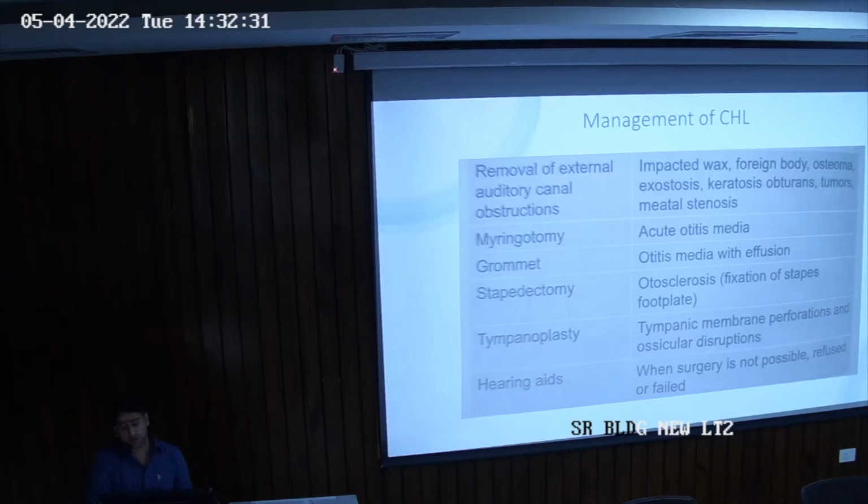If there is otosclerosis, that is fixation of the stapes footplate, you will do stapedectomy or stapedotomy. If there is tympanic membrane perforation and ossicular discontinuity, we will do tympanoplasty. And when surgery is not possible, or refused, or failed, then hearing aids.